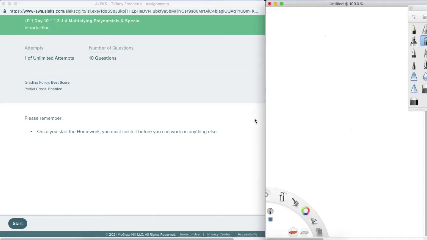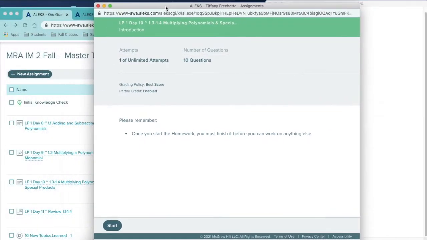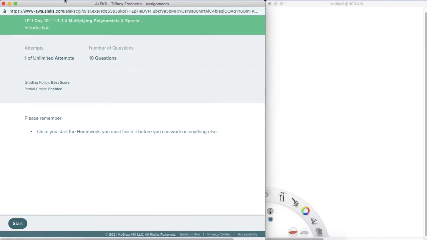All right, so we are going in chapter 1 for section 3 and 4 today. It's called multiplying polynomials and special products. This is for integrated math 2 or just IM2.